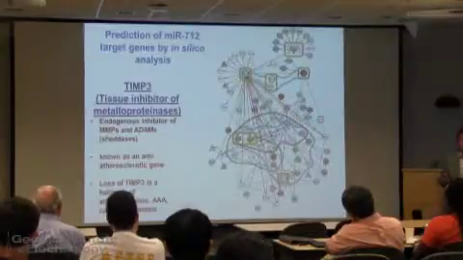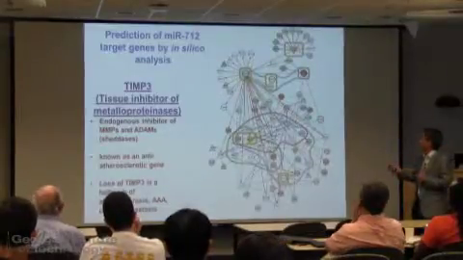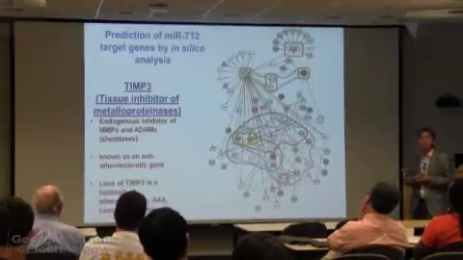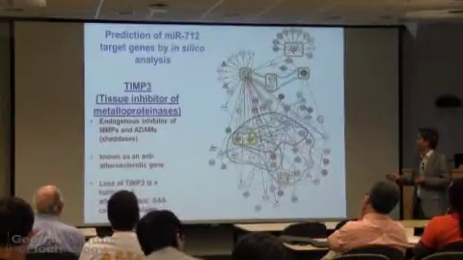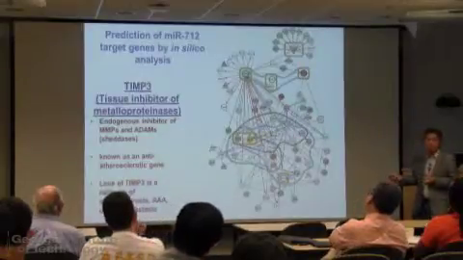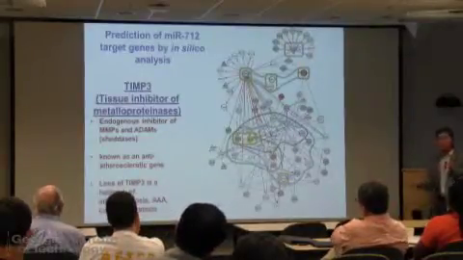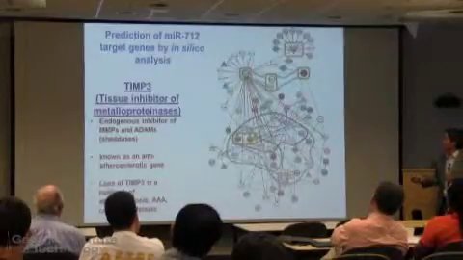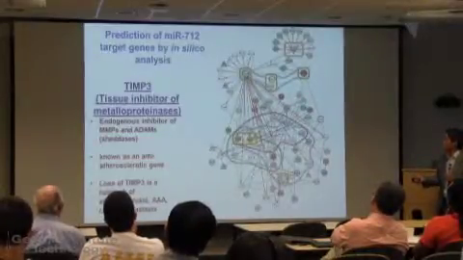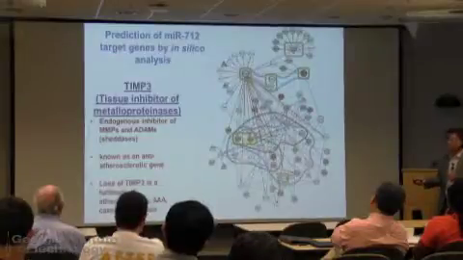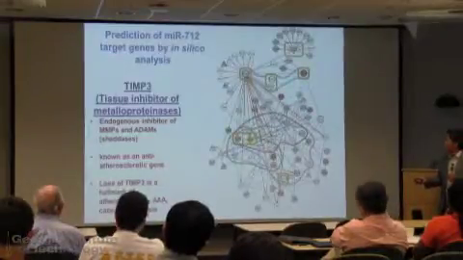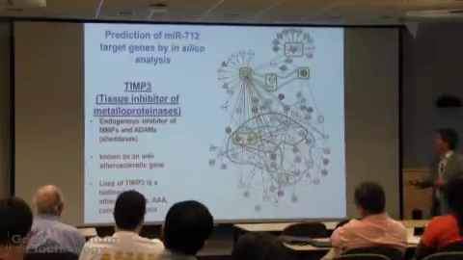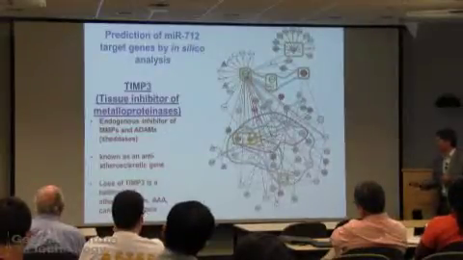And long story short, what we identified was that this microRNA targets this one called TIMP3, tissue inhibitor of metalloproteinases, or MMPs. And one of the reasons that this may be very important is because TIMP3 is an endogenous inhibitor of MMPs and ADAMs. And TIMP3 is well known, as well as MMPs are well known in atherosclerosis.